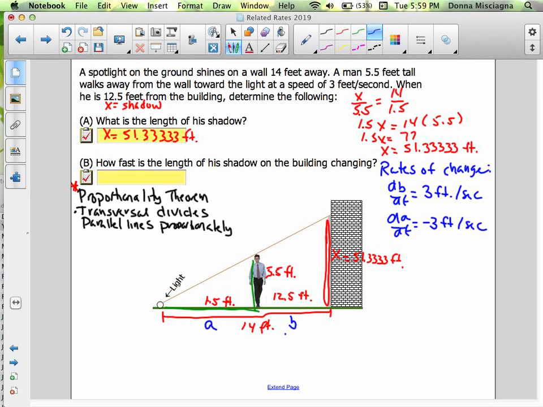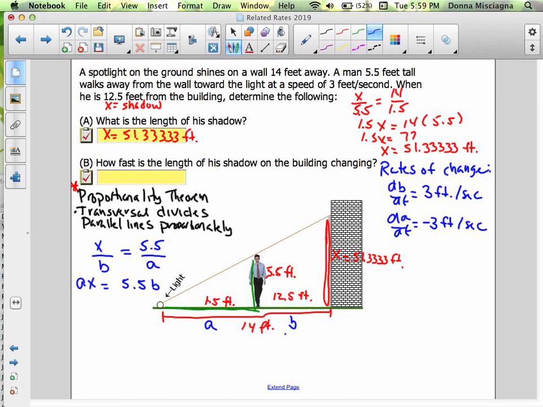All right, so now we can set this up. We have a direct relationship between x and b, and 5.5, and the only thing that's not changing is the man, and a. All right, so those are directly proportional. Use the proportionality theorem. Let's cross multiply. So we have ax equals 5.5b. I do have a product here, so I'll have to use the product rule.